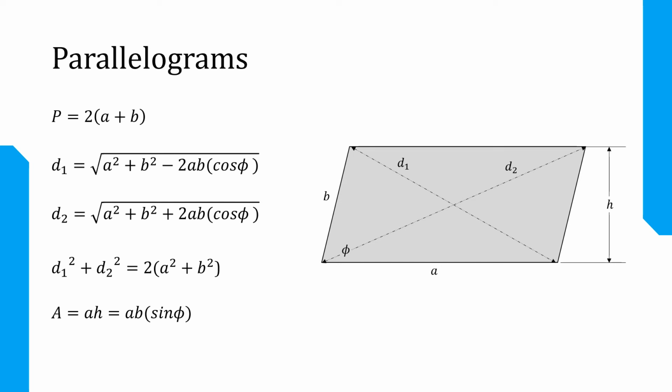For starters, we're going to get the perimeter being 2 times a plus b, the distance for point 1, or length 1, as well as the distance for point 2. And then we're also going to use d1 squared plus d2 squared equals 2 times a squared plus b squared. It relates the sides to the diagonals. And then lastly, the area to be a times h, or ab sine phi.